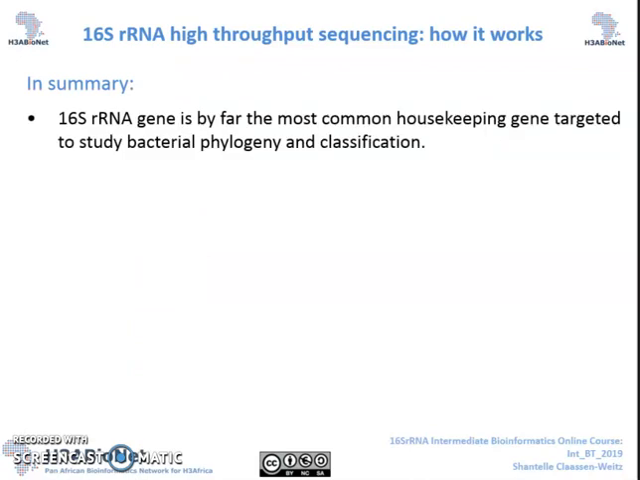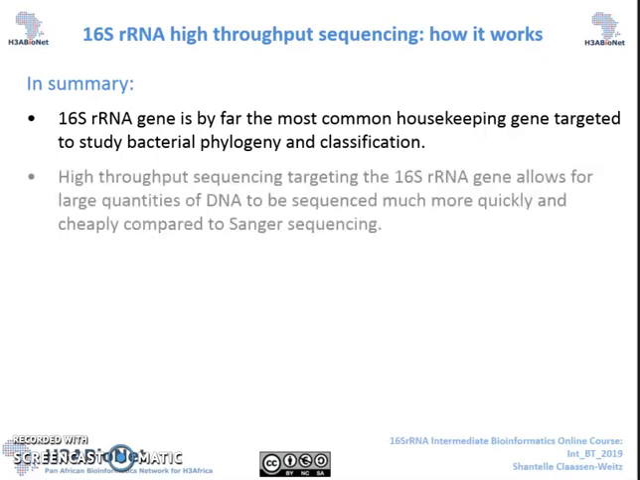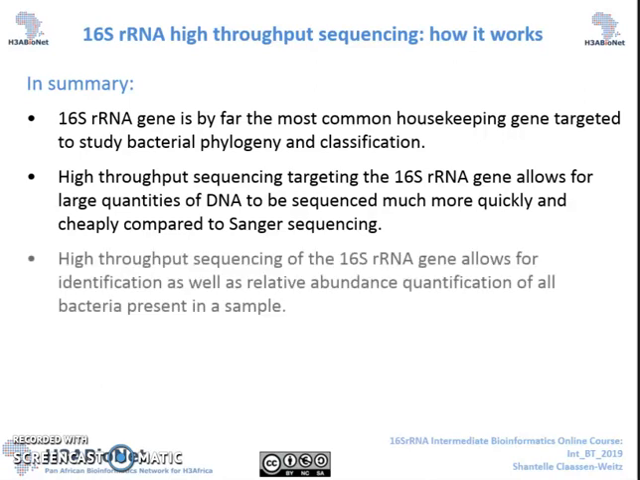So in summary, the 16S rRNA gene is by far the most common housekeeping gene targeted to study bacterial phylogeny and classification. High-throughput sequencing targeting the 16S rRNA gene allows for large quantities of DNA to be sequenced much more quickly and cheaply compared to Sanger sequencing.